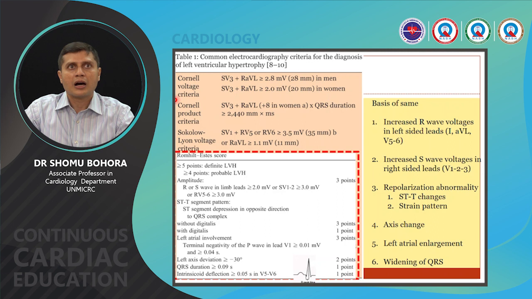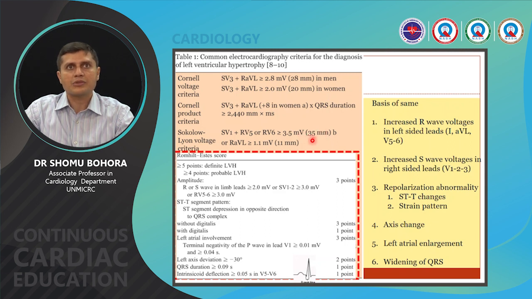What I would describe is the Sokolow-Lyon voltage criteria, which is the easiest, based on the chest leads: SV1 plus RV5 or RV6 more than 3.5 millivolt, that is 35 millimeter, or in the limb lead, aVL is more than 11 millimeters, that is 1.1 millivolt. So if you have this, it suggests that the QRS voltage is more and it is an indirect indicator of LVH.